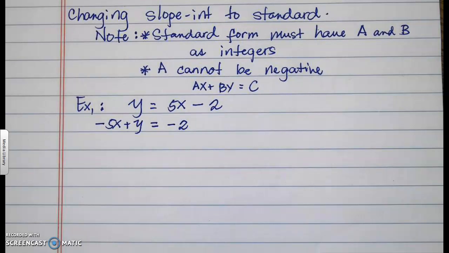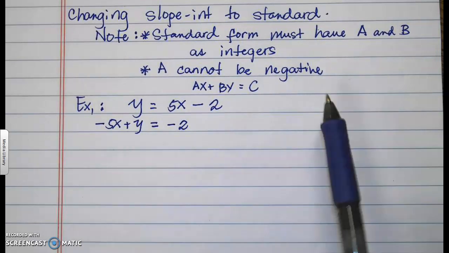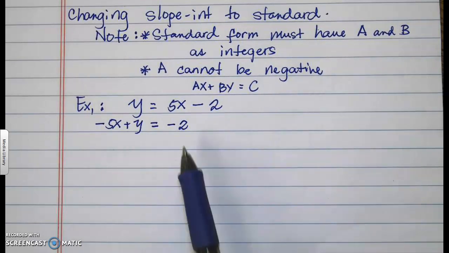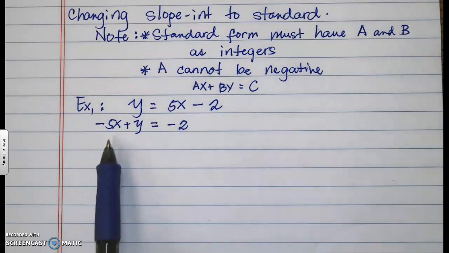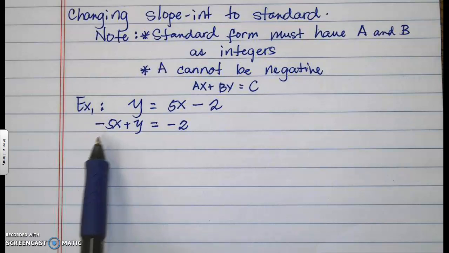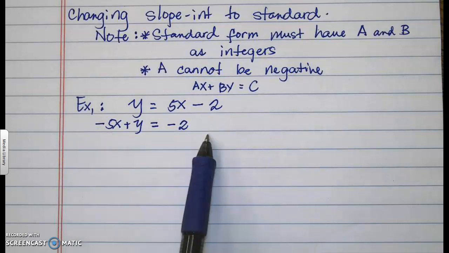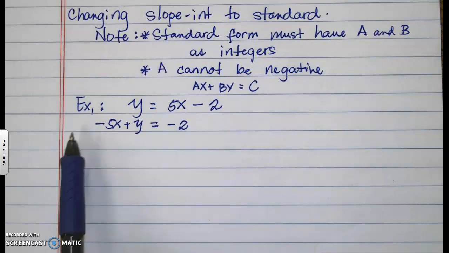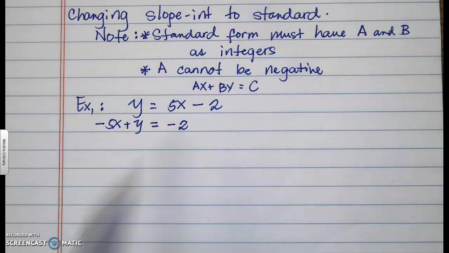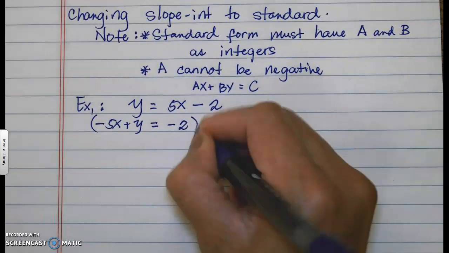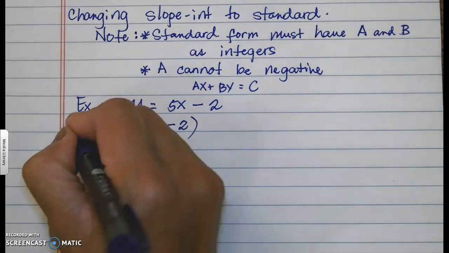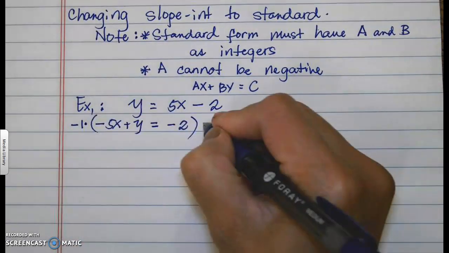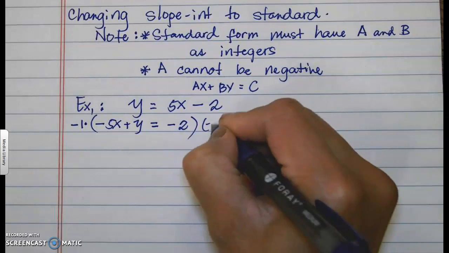We're almost done, except that one of the restrictions is that the A cannot be a negative number. So for us to turn this into a positive, we must either divide everything by a negative 1 or multiply everything by a negative 1. Either way will be fine. I choose to multiply. So I'm going to multiply everything by a negative 1, all of them, and this as well.